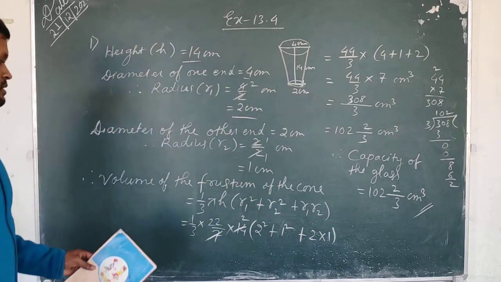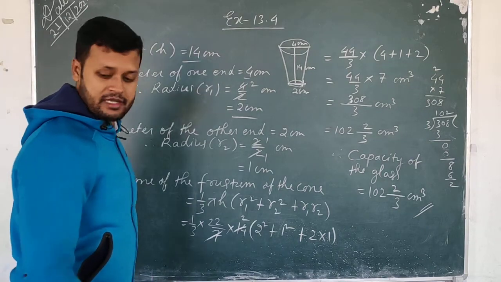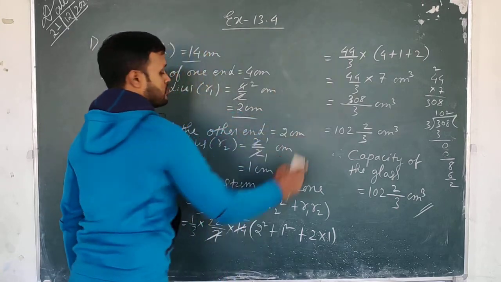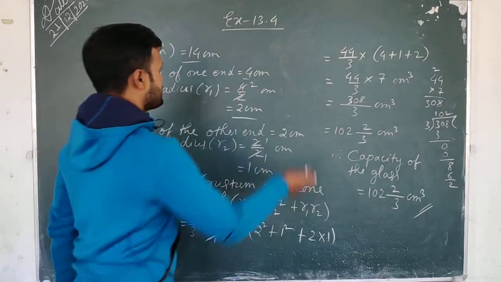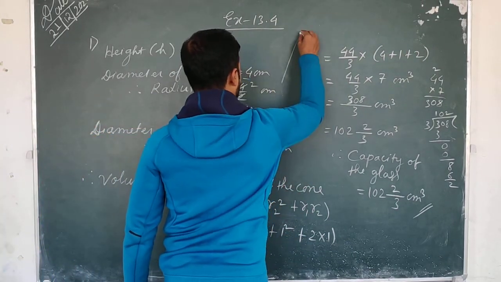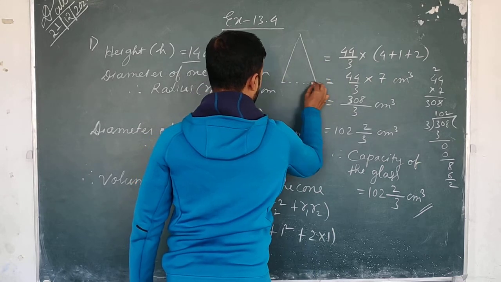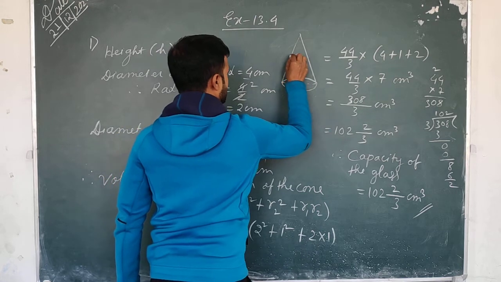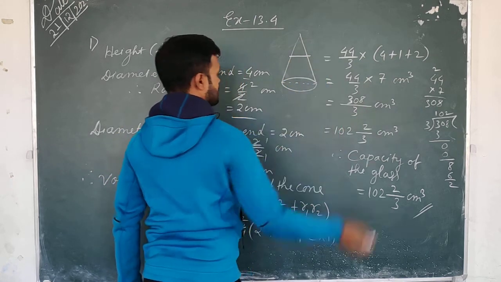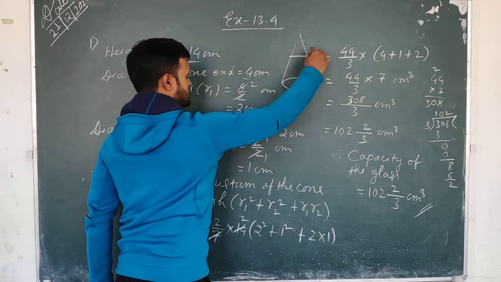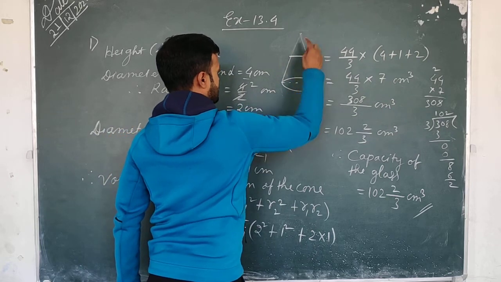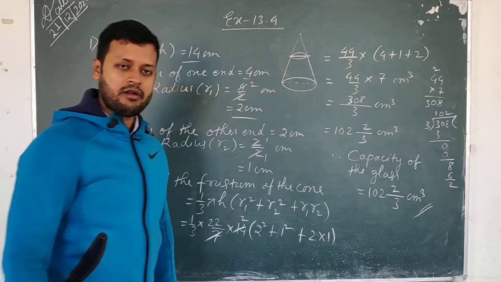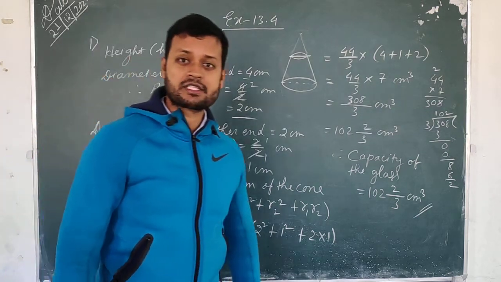So volume of the frustum of the cone. Why do we say frustum of the cone, students? Because a frustum is taken out from the cone only. If you consider the cone, if you cut out this portion of the cone and take it out, then it will become a frustum, isn't it? Therefore, it is always said frustum of a cone.